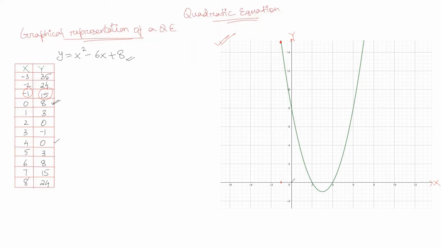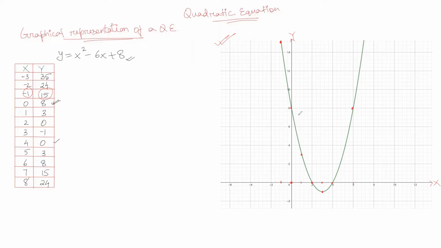Similarly, at x equal to 0, that is at the origin, the value of y is 8. At x equal to 1, the value of y is 3, which is somewhere here. In a similar way, at x equal to 2 and at x equal to 4, the value of y is 0. At x equal to 3, the value of y is -1. And at x equal to 6, the value of y is 8, and so on.